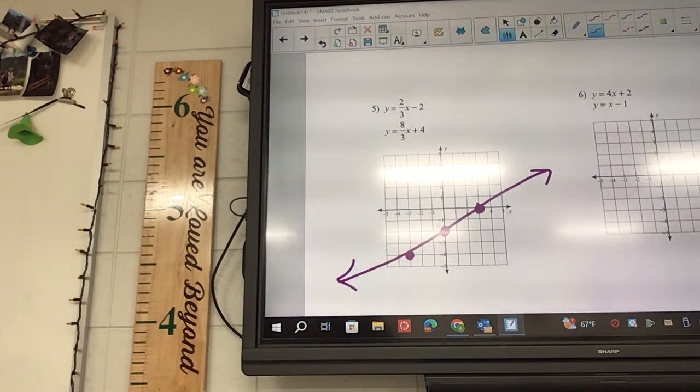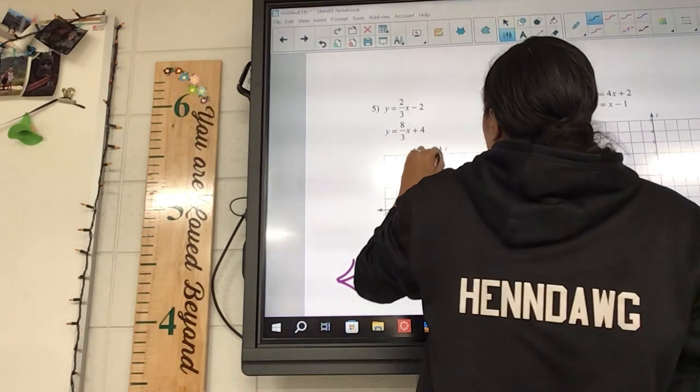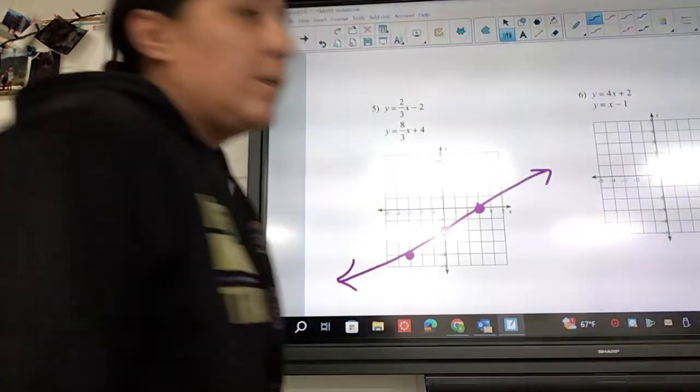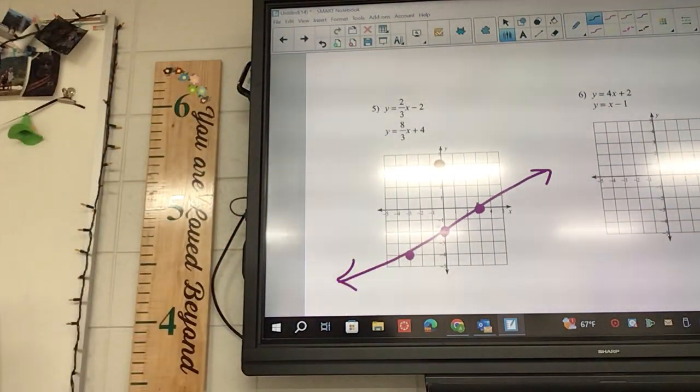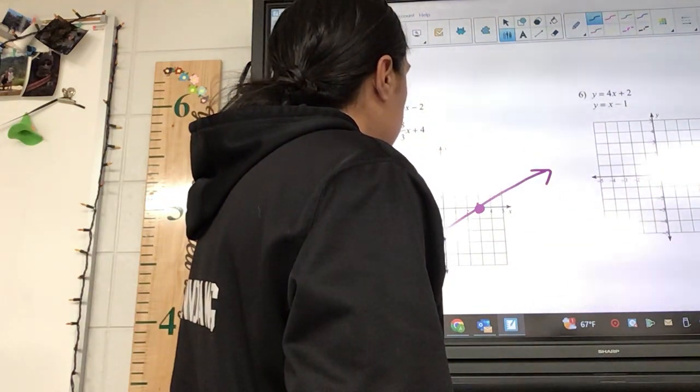Okay, line 2, where does it start? 4. It starts at 4, so go to the 4 and make your dot. What is my slope? 8/3. Can I go up 8? No. Now here's where it gets tricky, when you're forced to go down. So we're going to go down 8: 1, 2, 3, 4, 5, 6, 7, 8.